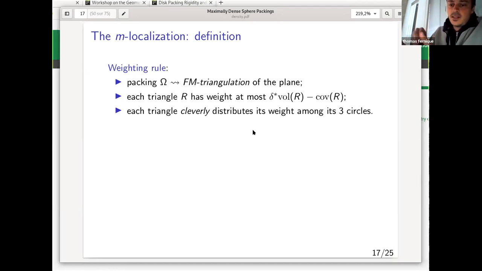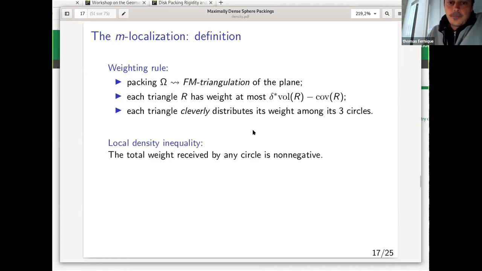And the way each triangle distributes its weight among the three circles around is a bit complicated. But the point is that at least it's very local. You just distribute the weight among the three circles which intersect the triangle. And the local density inequality that we want to prove is that the weight received by any circle is non-negative. Since we have taken this constant, it will prove that your density is at most this target density. So this is the general framework of the M localization.